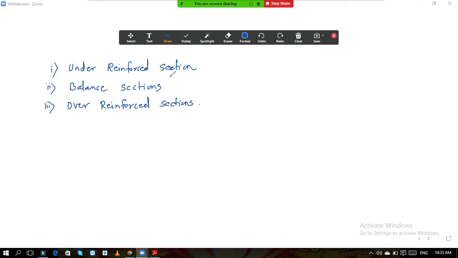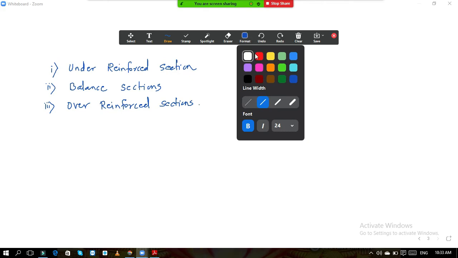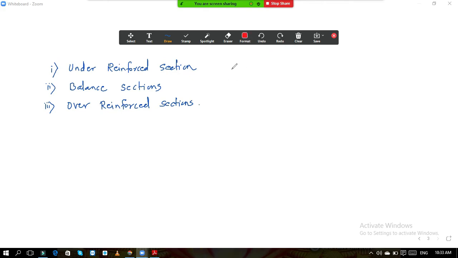Whenever you are going to design or analyze doubly reinforced sections, steel is provided on the tension side as well as on the compression side. So for doubly reinforced sections also you need to see under which category it comes: under reinforced, balanced, or over reinforced. Now one by one we will see what each is, in terms of mathematical formulas, so it will be very easy to understand.